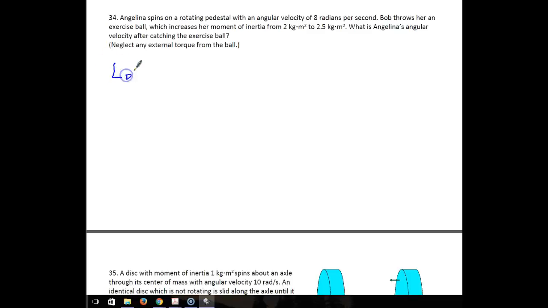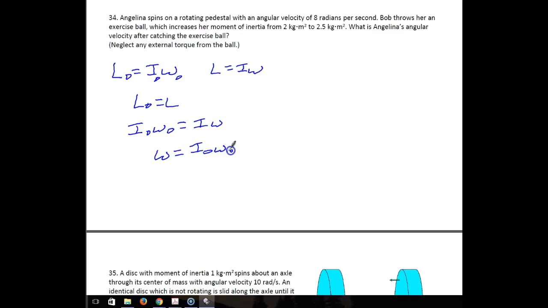Our original momentum here is equal to I omega, and then our final momentum here would be equal to just I omega. So let's find out what her speed is. These two things should be the same. Our original angular momentum should be equal to our final. So we're going to say I omega should be equal to I final omega final. And if we solve for omega, we get I original, omega original, all over I final, and this is the final moment of inertia.